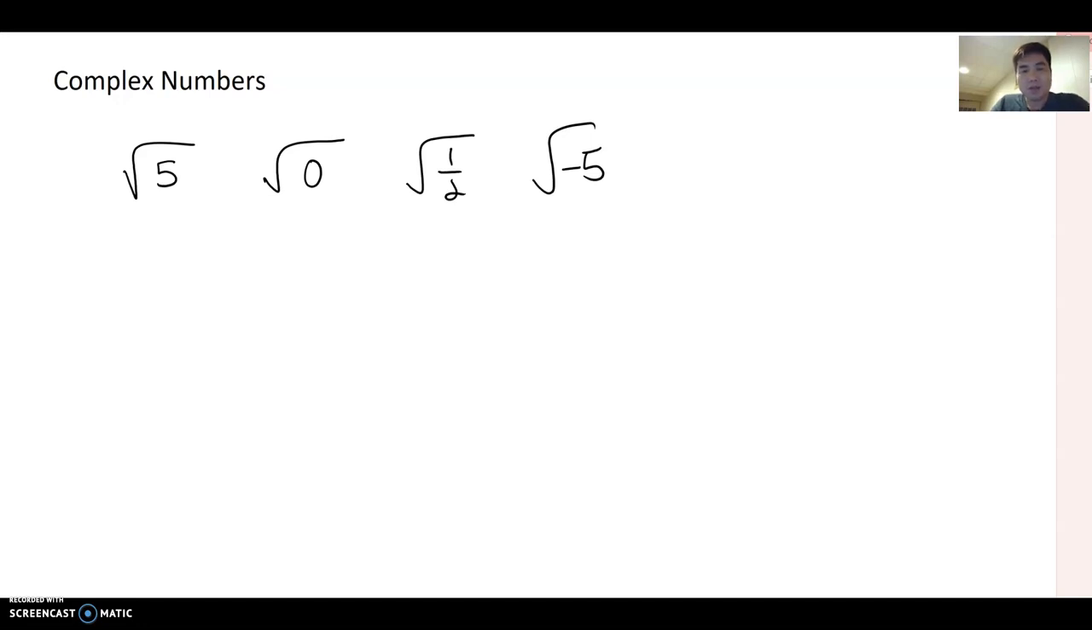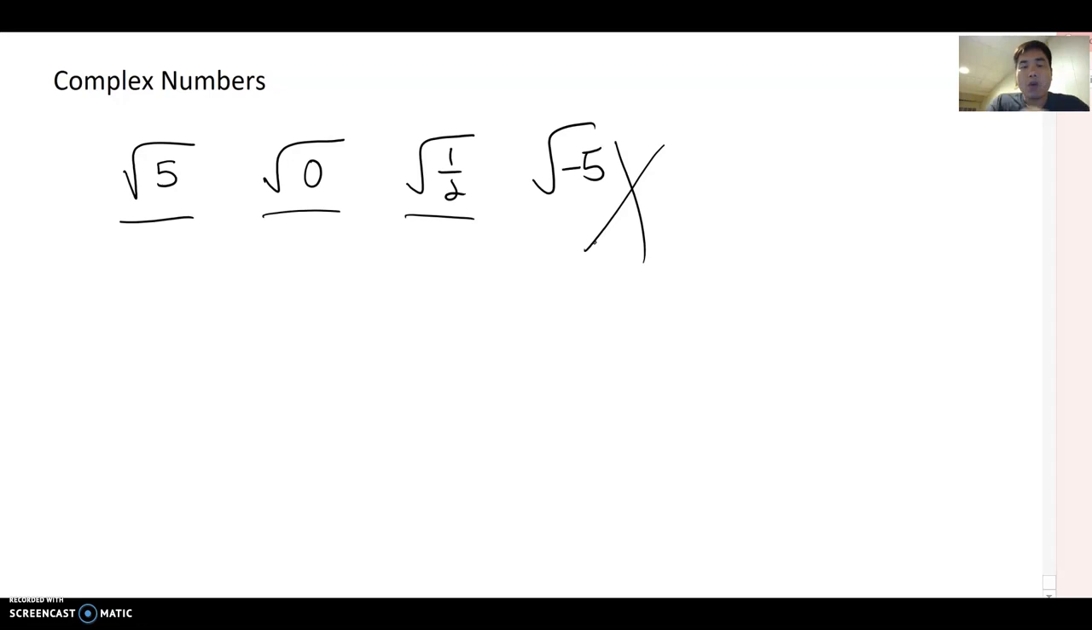So now, is root 5 something you can find the answer for? Yes, so it makes sense to you. What about root 0? Yes, it is. So it's a real value. What about root 1 over 2? Yes, that is correct. But what about root negative 5? Unfortunately, this is not a real value, so we cannot define that.